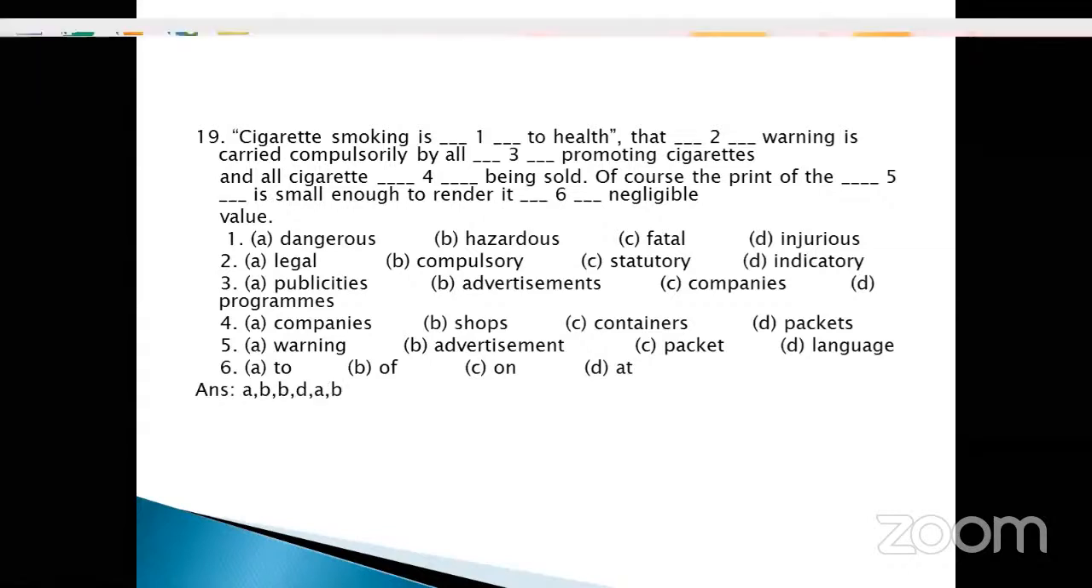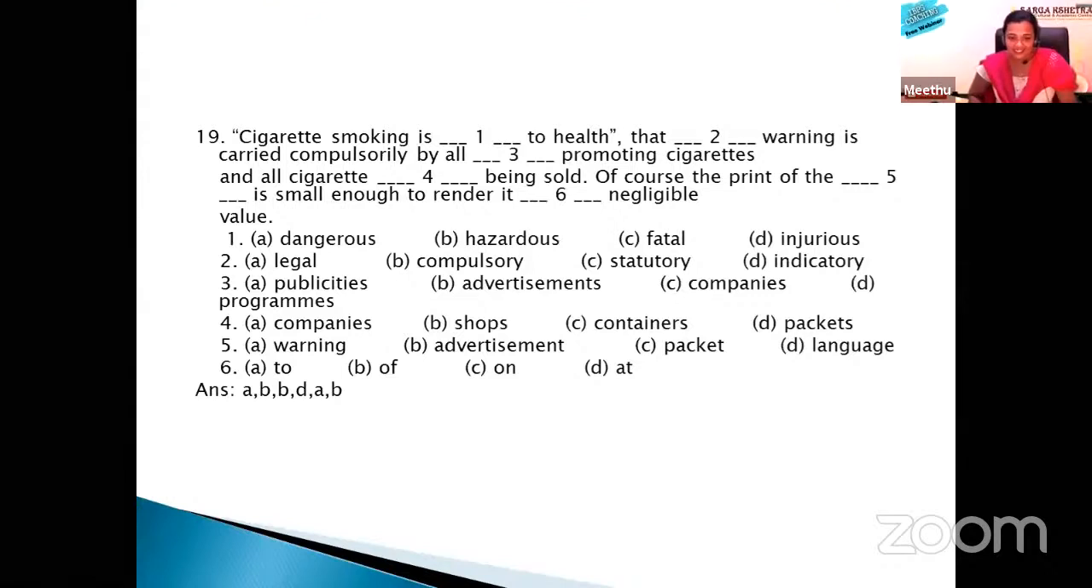Statutory warning. Go for it. The answer is compulsory. Cigarette smoking is not injurious, it is dangerous to health. That compulsory warning is carried by all advertisements promoting cigarettes and all cigarette packets being sold.